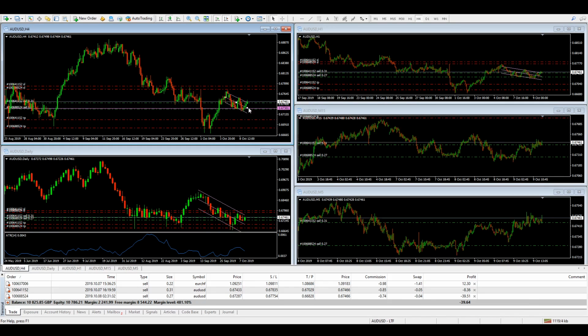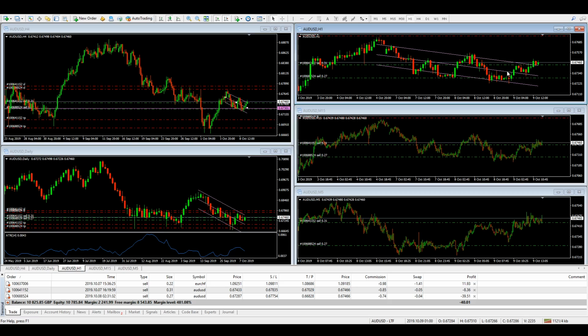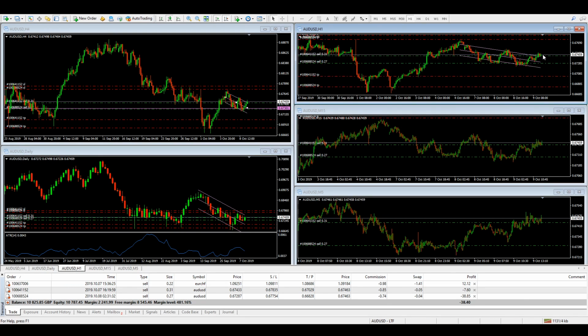So what I'd like to see in the following hours, if we use the hourly for context, is to find resistance at these highs and start approaching and attacking these lows again, breaking this support to move lower, which will give me a bit more confidence that the price could go towards my take profit levels. But yeah, this is one just to be cautious of.